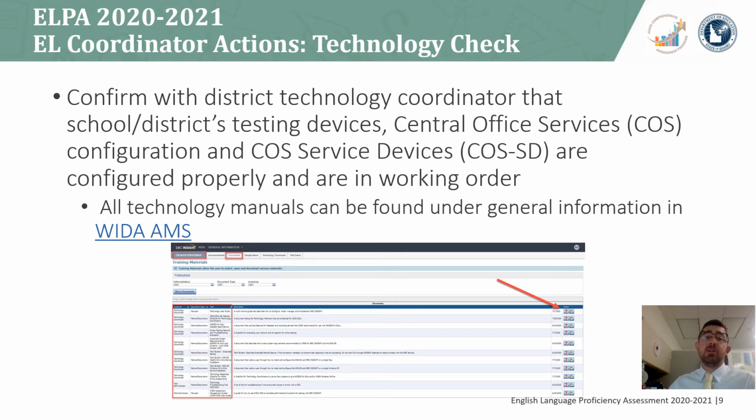All technology manuals and downloads can be found under the General Information tab in WIDA AMS. To download the software from WIDA AMS, technology coordinators must have a user account created for them in the WIDA AMS portal.